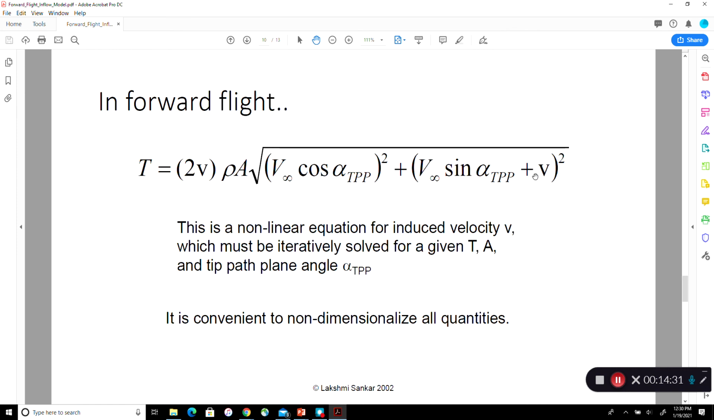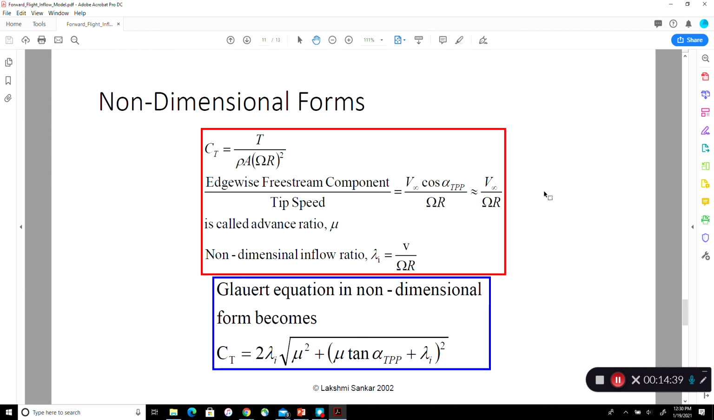Then we are going to take this lowercase v divided by omega capital R as our lambda induced inflow, which we have used in the past in hover, but now it is for forward flight. So the relationship becomes non-dimensionally in this way. Again, we can iteratively solve. Assume lambda is 0, take 2 to the other side, take the thing in the square root to the other side, solve for lambda I. Put that in here, recompute the square root term, take it to the other side, take 2 to the other side, solve for lambda I, keep iterating on it. Or some kind of a Newton-Raphson iterative technique can be done.